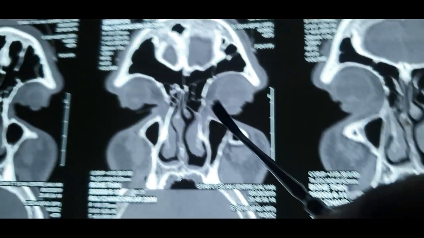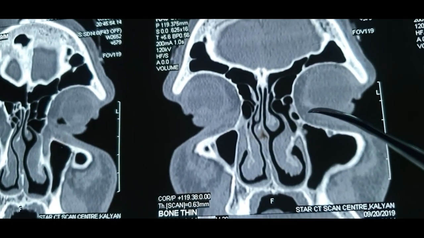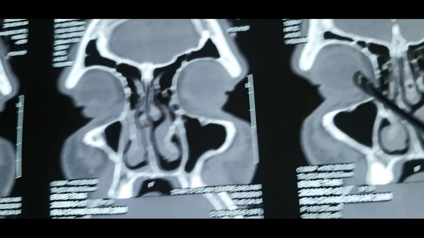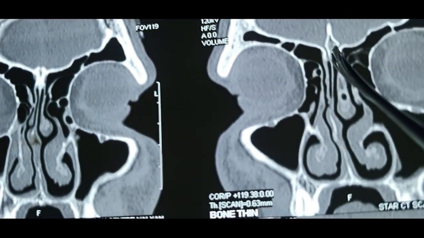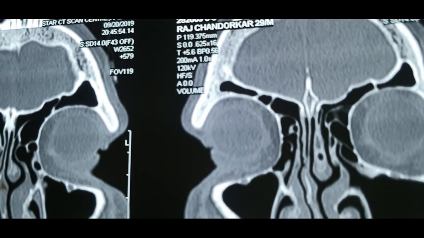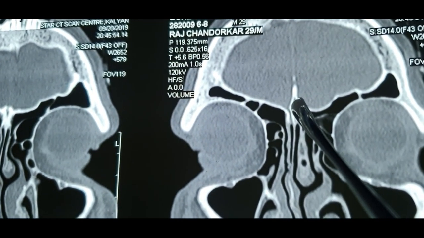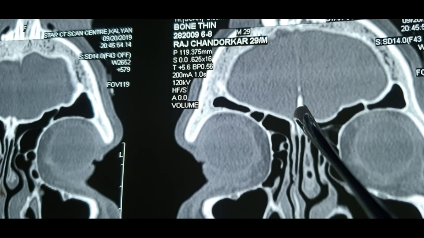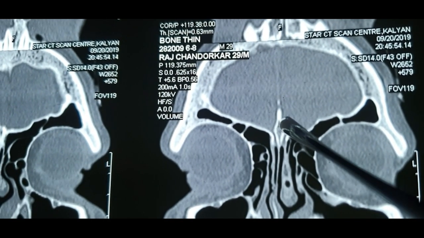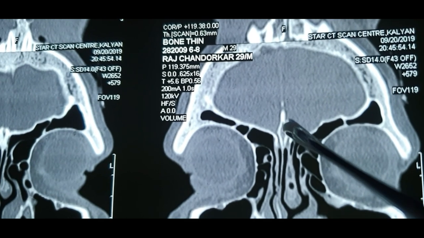As we keep on moving posteriorly, see this middle turbinate, the cribriform plate, as we move on posteriorly. See, this is the very beginning of the cribriform plate. It is marked by the presence of the crista galli. Now, what is this diamond shaped structure? This diamond shaped structure is known as crista galli.